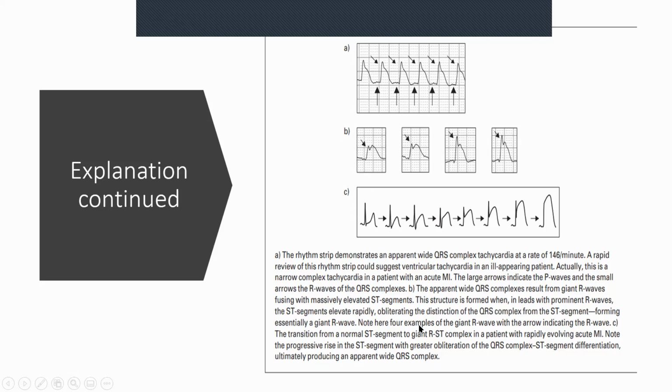There are 4 examples of giant R waves, with the arrow indicating the R wave. Those are the possibilities that you can see. And then in C, we see the transition from a normal ST segment to giant RST complexes with a rapidly evolving MI. Note the progressive rise in the ST segment with greater obliteration as you go along. So we start from there, and then you can see the ST rises, and eventually it gives you this tombstone.